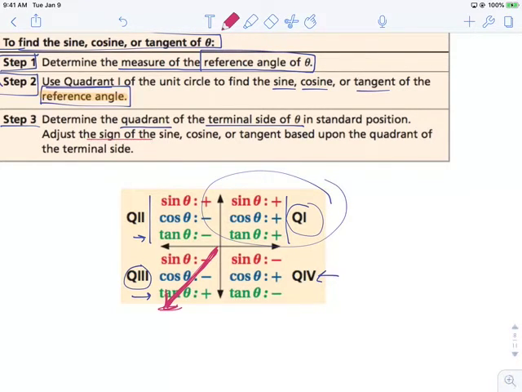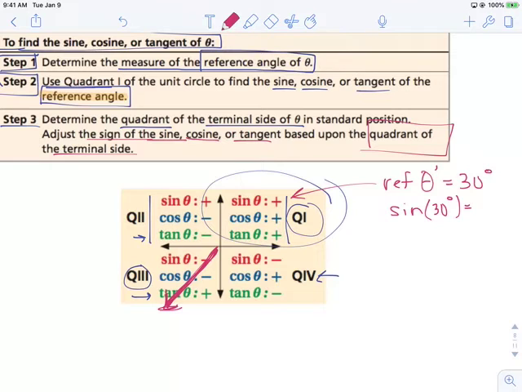Step 4, adjust the sign of the sine, cosine, or tangent based on the quadrant of the terminal side. So for example, if over here the reference angle, let me put a prime on it, was maybe 30, and let's say I was asked to find sine of 30 for this reference angle. Well, that would be 1/2.